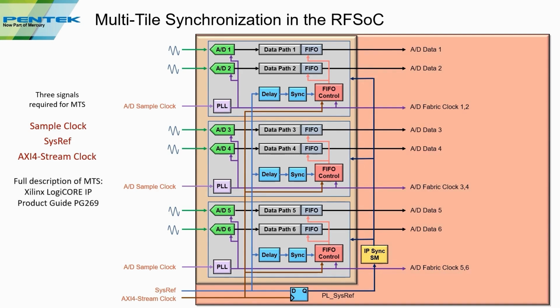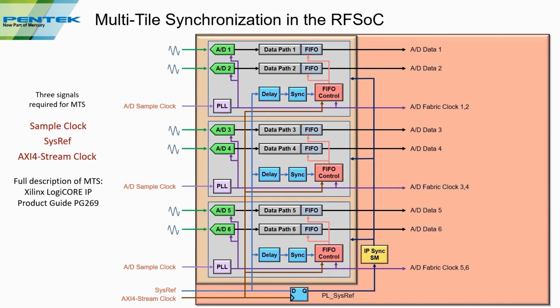The other thing is that this was all taken from a product guide. There's a much better description than anything I've been able to give here in that product guide. So it's the Xilinx Logicore IP PG269. And if you go to the Xilinx website, you could just do a search and find it.